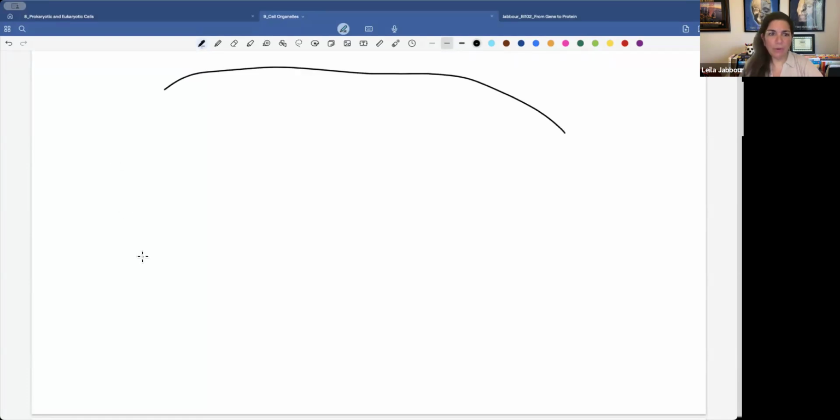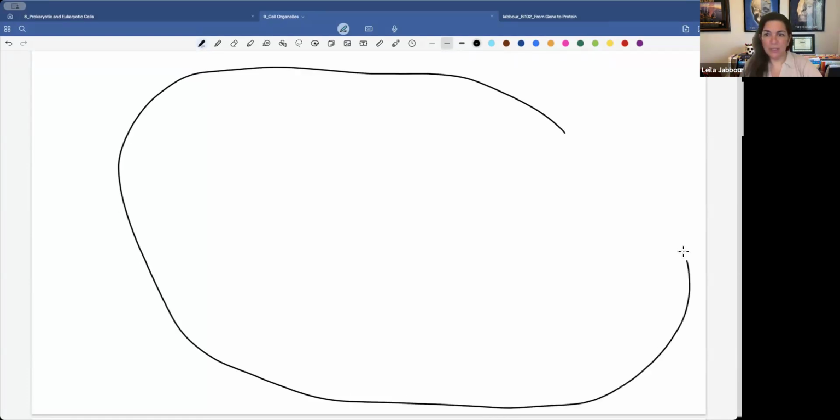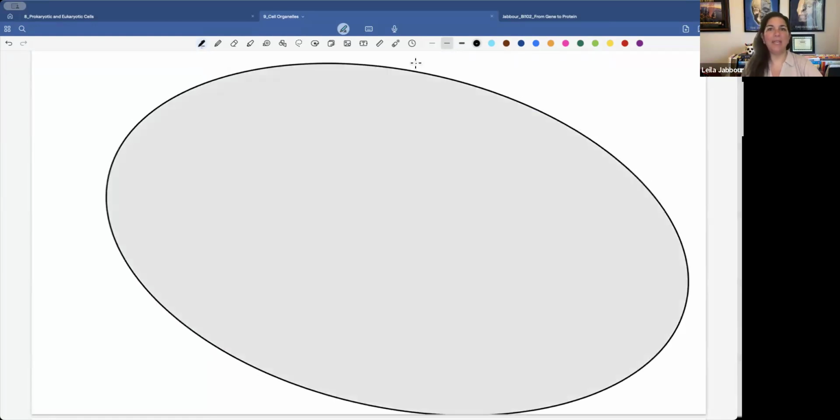So I'm going to draw this big oval. Perfect. Just literally off the cuff here. So this is the cell, the edge of the cell. This would be the cell membrane, the plasma membrane, the phospholipid bilayer.